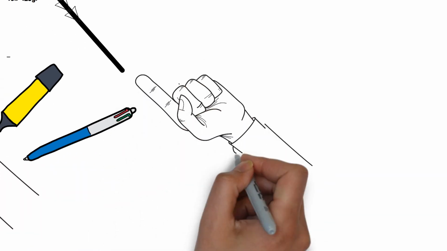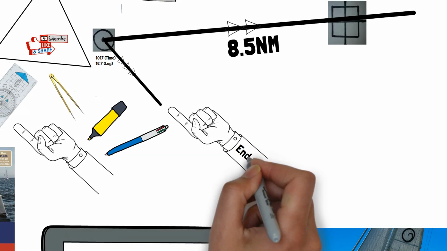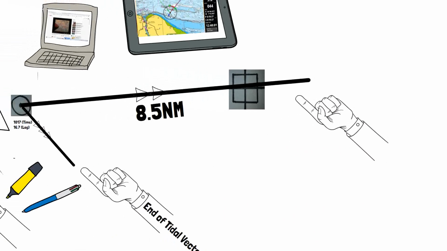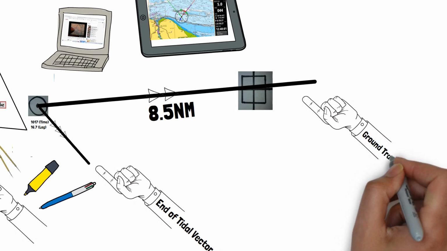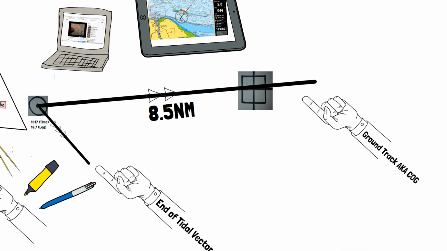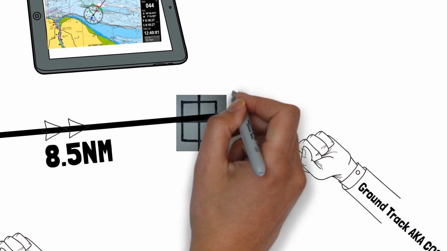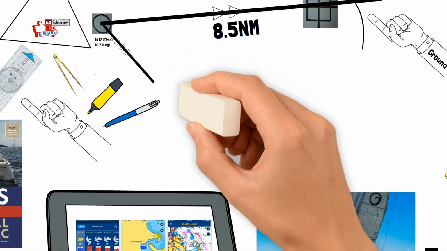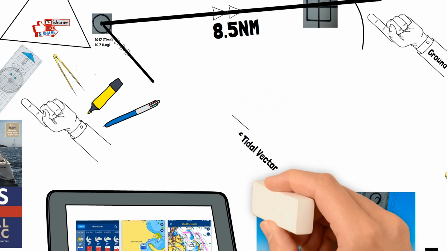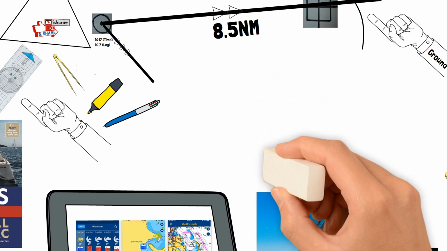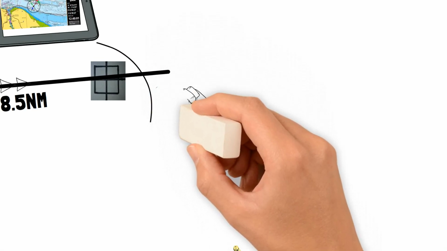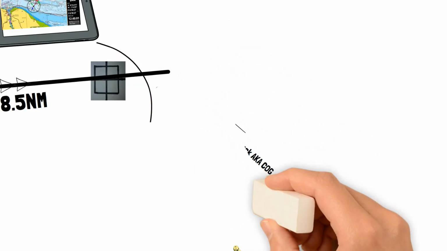I put one end of the dividers on the end of the tidal stream vector, then swing an arc through the ground track. This might be just before the destination cardinal or just after. But the key understanding point is this arc is where the boat will be in 1 hour's time. It will not necessarily be at the destination in 1 hour.